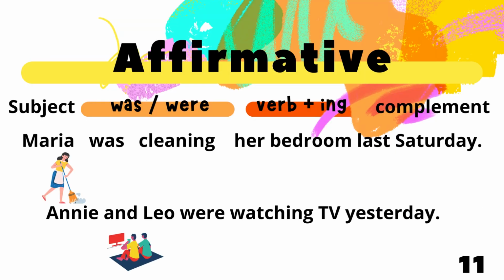Affirmative structure. Subject plus was, were plus verb with the ing ending and the complement. For example, Maria was cleaning her bedroom last Saturday. Annie and Leo were watching TV yesterday.